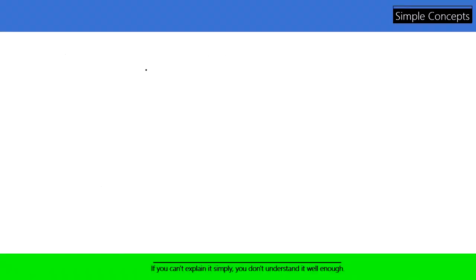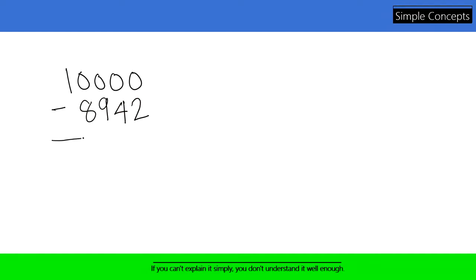Let's do another example. Let's say I want to do 10,000 minus 8942. If you do it in the conventional way, what will happen is you first borrow 10 here. So 10 minus 2 is equal to 8. Then 9 minus 4 is equal to 5. Then 9 minus 9 is equal to 0. Then 9 minus 8 is equal to 1.